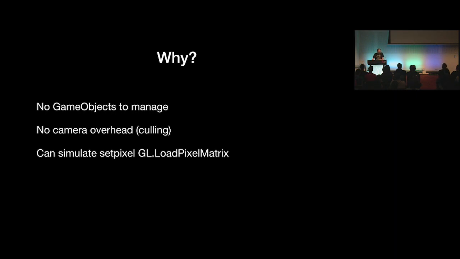Whenever you use a camera, there's always a bit of overhead, things like culling, and I think Unity also determines what lights are affecting certain meshes. So I think this is really good and efficient. It's also a compact way to draw these kinds of textures.